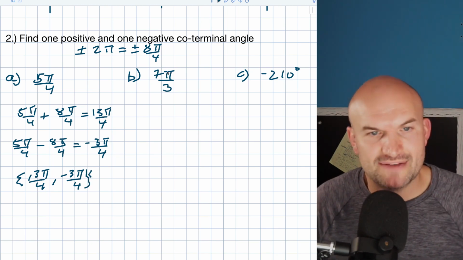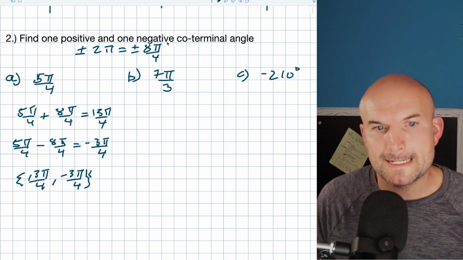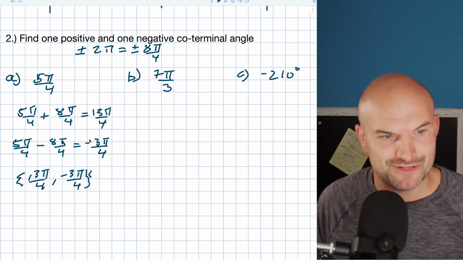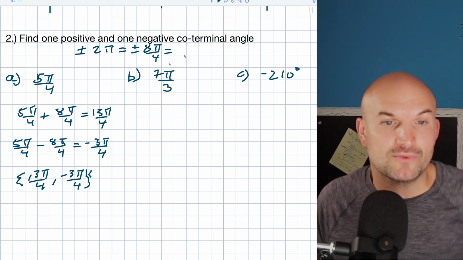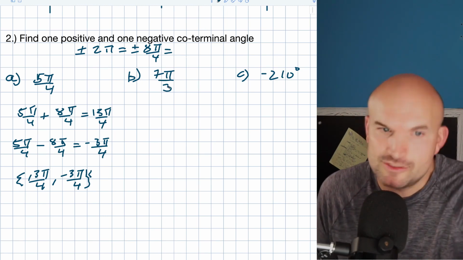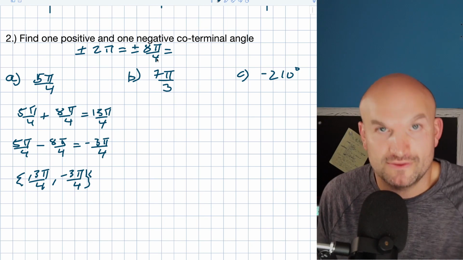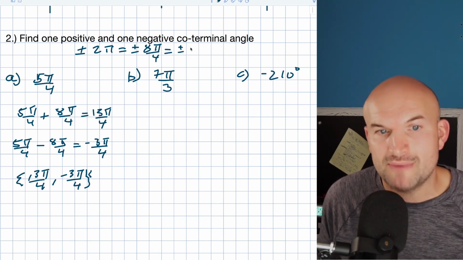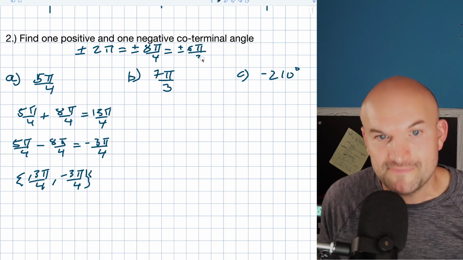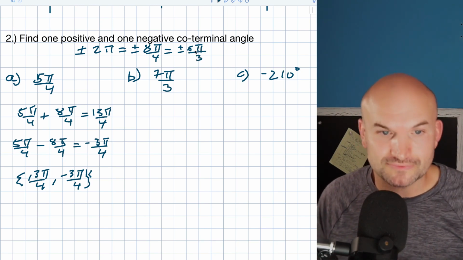Now, what about if you have something like 7 pi over 4? Or sorry, 7 pi over 3. I don't know why I'm changing up these 4s and 3s. Now, again, this is another way that we can understand 2 pi. I don't want to add 2 pi to that, and I don't want to add 8 pi over 4. Those don't have the same denominator as 7 pi over 3. But I could say plus or minus 6 pi over 3. That is equal to 2 pi.